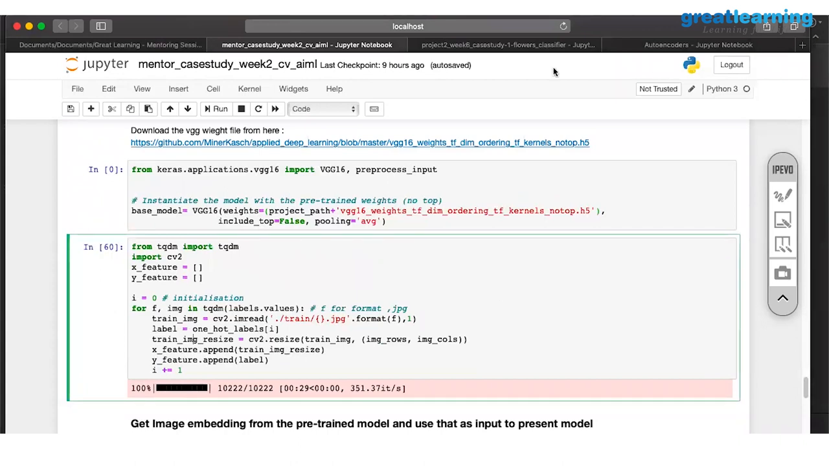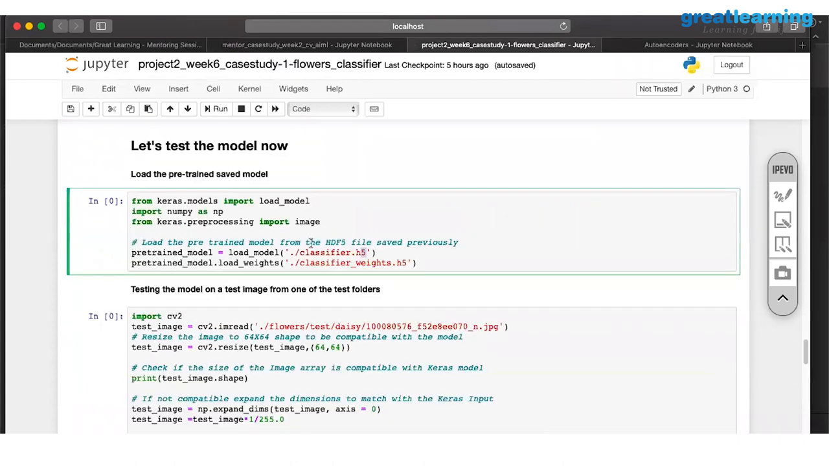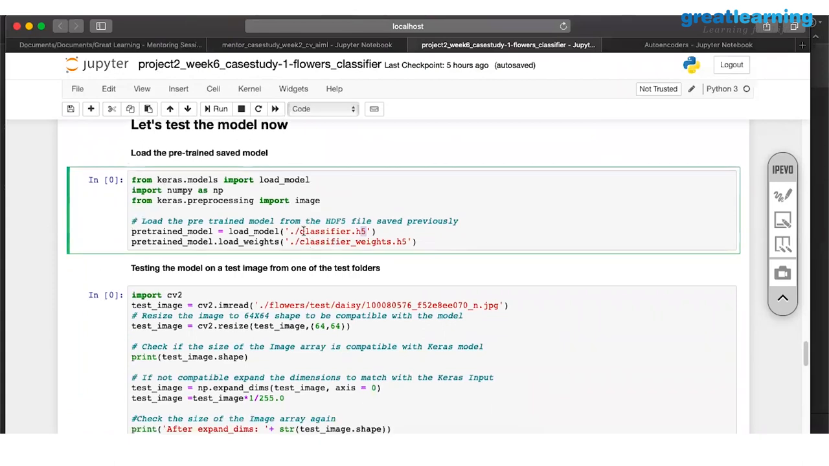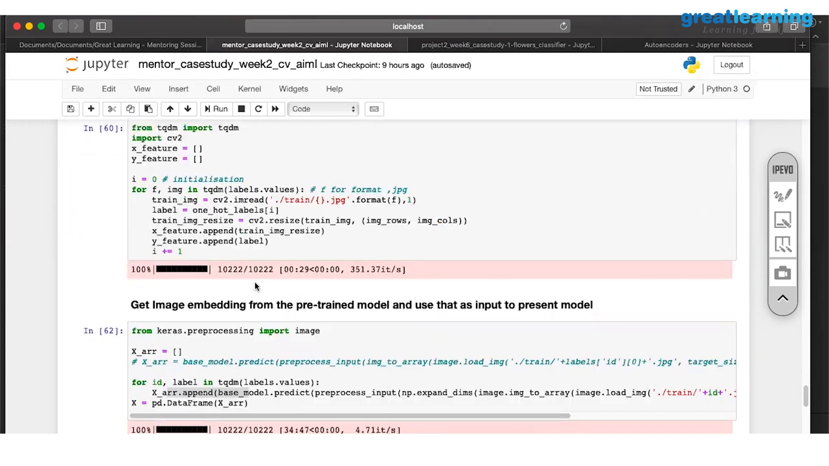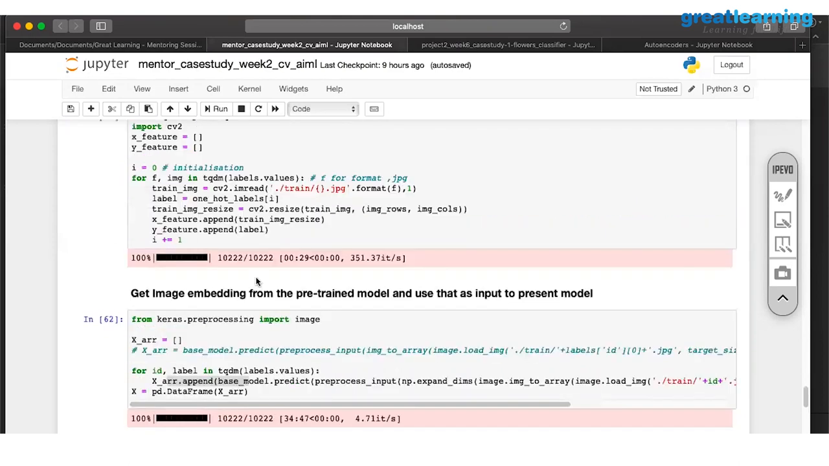What you people do is, in the earlier code that I've shown you, instead of using my model, you use this VGG16 model and see if you are able to improvise. And from here down the line, it's a universal code. It will work for anyone. No problem at all.